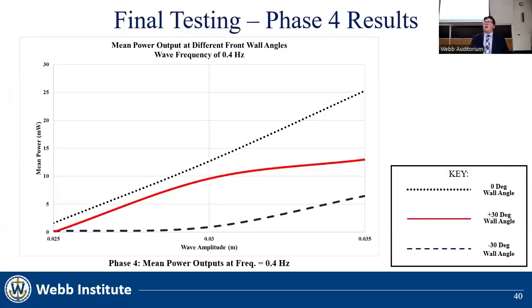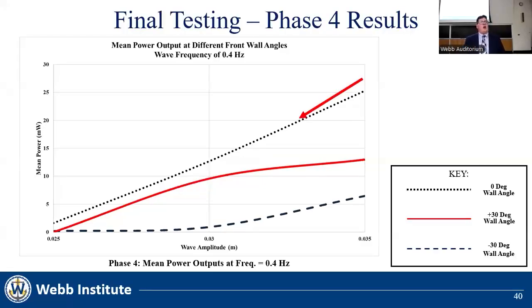The final set of results from phase 4 testing highlights the differences in performance at different wave amplitudes for the three chamber angles tested. The graph shown displays mean power in milliwatts on the y-axis, plotted against the wave amplitude in meters on the x-axis. For all data points, the wave frequency is 0.4 hertz.